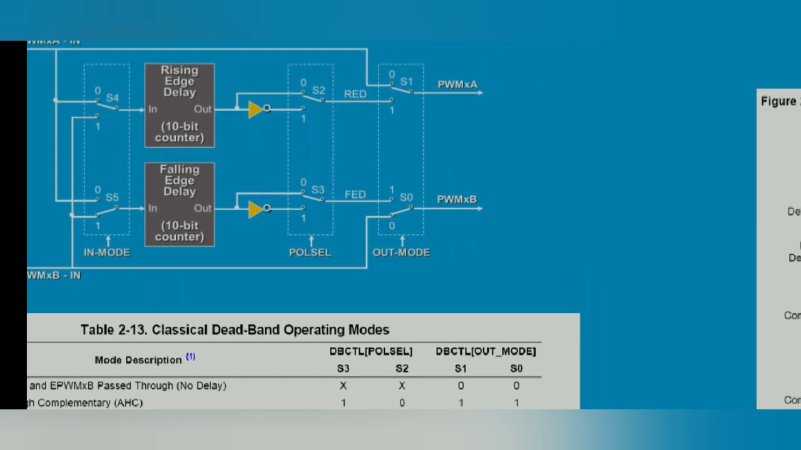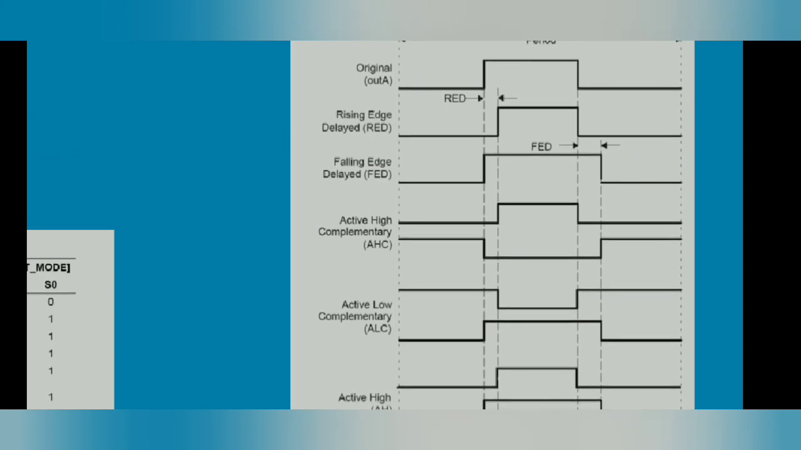So how are the signals we get here? This is our original signal. This is the rising edge delay, so it will provide some kind of rising edge delay, and this is the falling edge delay. There is no delay at the initial, but when your signal is getting turned off, it is not turning off at the same time, it is turning off after some delay. So this is the falling edge delay.